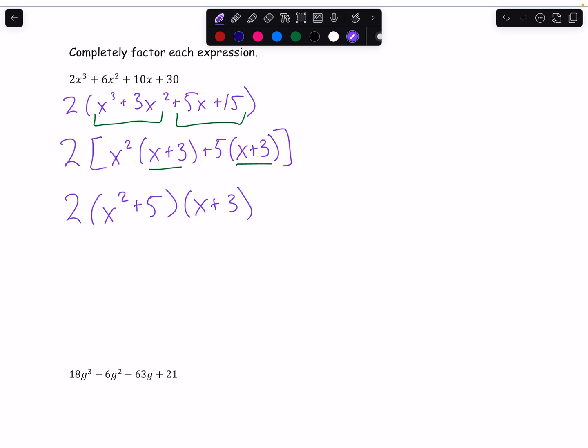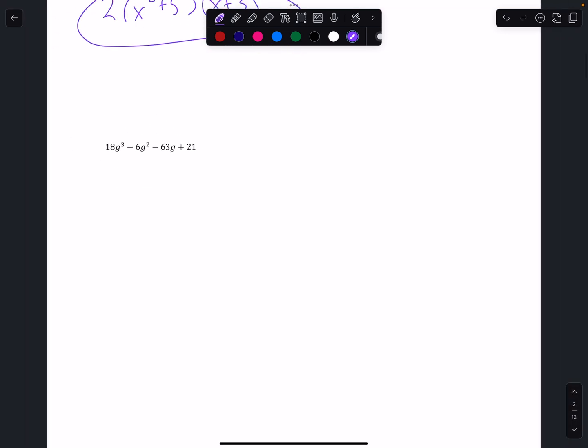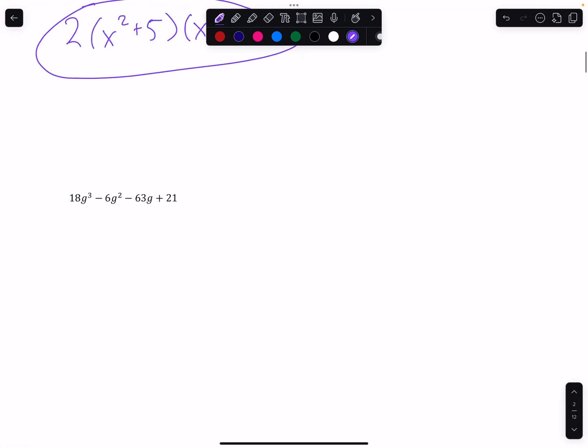Before you circle that, anything I could simplify? No, that's it. So that is our answer. I just want you guys to do the next, just do that next one.